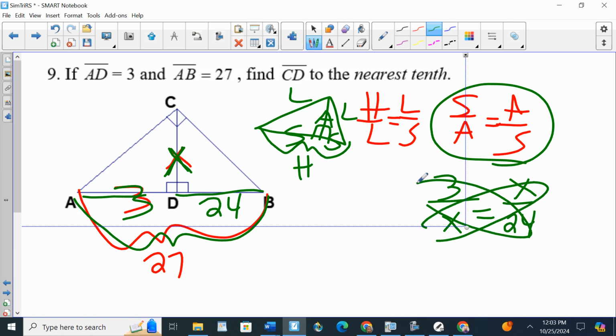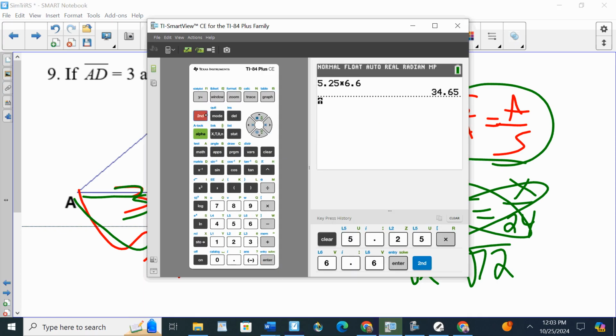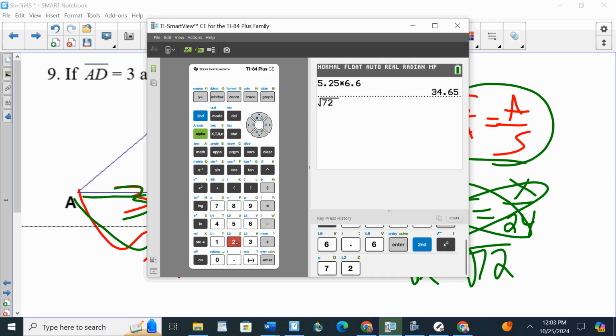Now I cross multiply and solve. I get x squared equals 3 times 24 is 72. I take the square root. Now it says to the nearest tenth. If it said radical form, I'd have to reduce the radical, but it doesn't. It says the nearest tenth. So I go to my calculator. I type in radical 72. I round to the nearest tenth. I get 8.5.